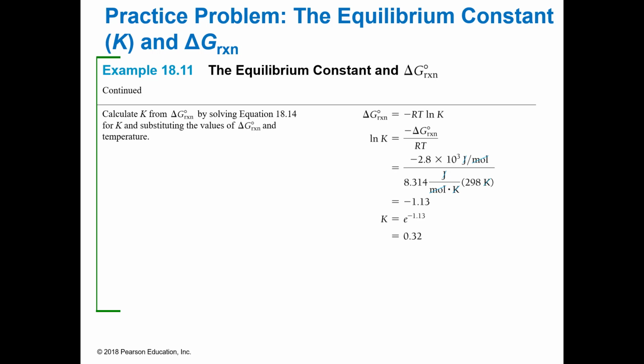So first of all, we divide by negative RT. And so that gives us delta G reaction over negative RT. And now we got the ln of K. We plug in our values. We get a number of negative 1.13. And then we say K equals the natural exponent of negative 1.13. And we get 0.32, which is 3.2 times 10 to the negative 1, which says that, yes, the reactants are favored over the products. All right?